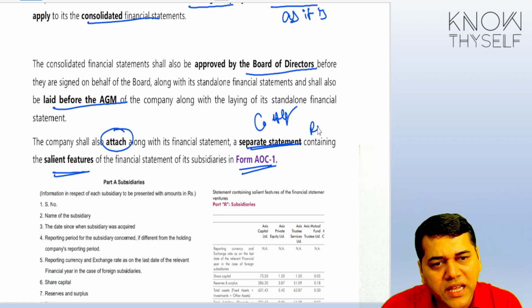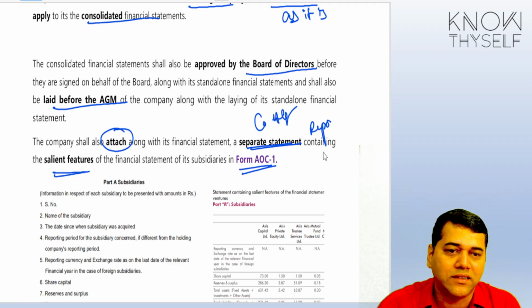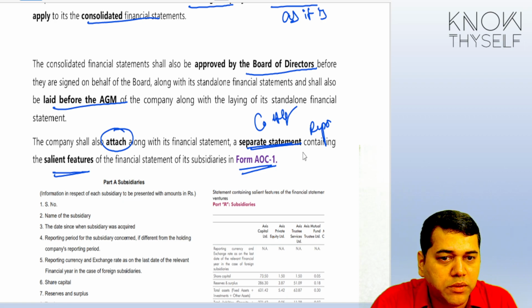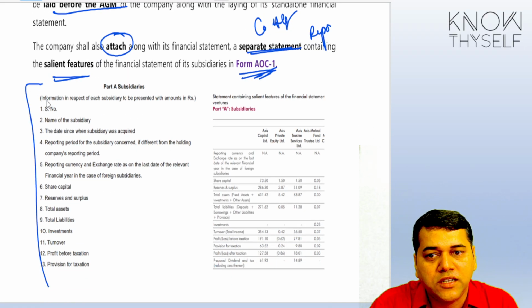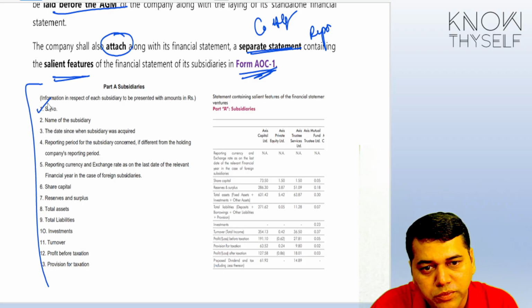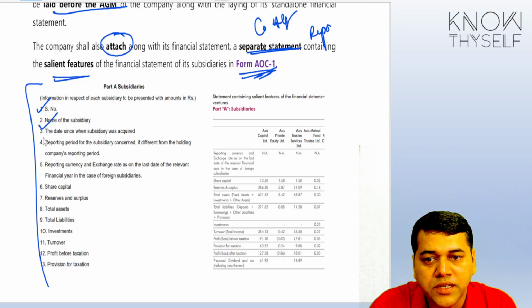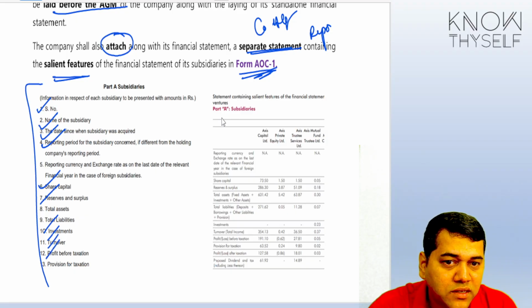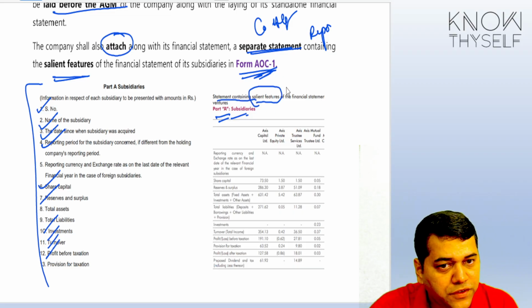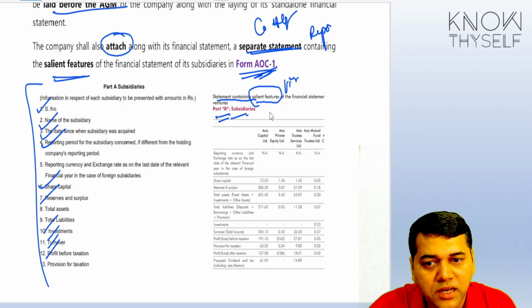Statement means what? It is more like a report, some details, which have to be presented in format AOC-1. Like what is that? See, this is what they have given in the Companies Act: you should give information like, first, the serial number, name of the subsidiary, from when you acquired it, what is the reporting period of the subsidiary, what is the share capital, reserves and surplus, like the gist or the extract. You see here, Part A, Subsidiaries, a statement containing salient features. Features means something visible from the outset, like what is the total liability?